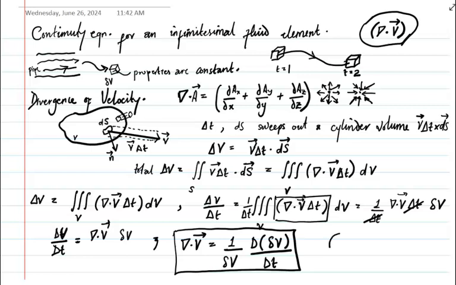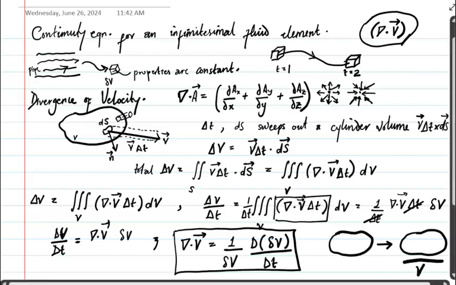So for a fluid parcel, whatever it is, we want to check the time rate of change of volume. How fast does it change per unit volume? That is divided by the original volume. That gives you a rough idea of what the divergence of the velocity means. So that being said, let us move on.